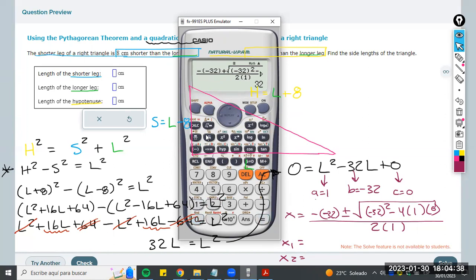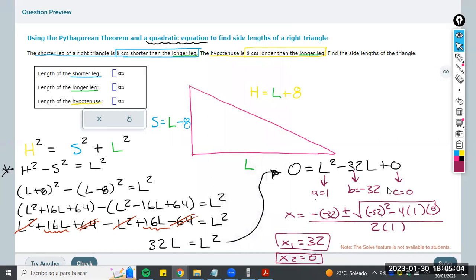Okay, so the first solution is 32. And the other one, if we use the negative sign here, it will be 0. All right, so that, of course, is giving us the value of L, right? We used to put X, but actually what this is giving us is the value of L. So let me put it there, L1, L2.